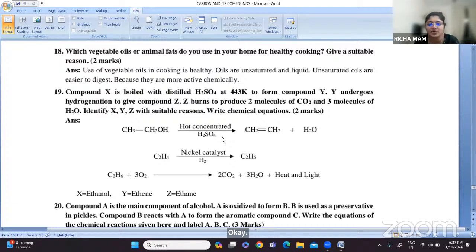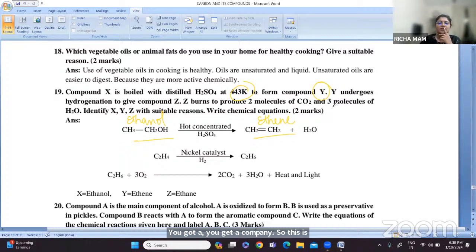Again, an application-type question. You have a compound X. This compound X is distilled with H2SO4 at 443 Kelvin. The compound is ethanol. When you treat ethanol with H2SO4, you get a compound Y, that is ethene. This is a dehydration reaction.